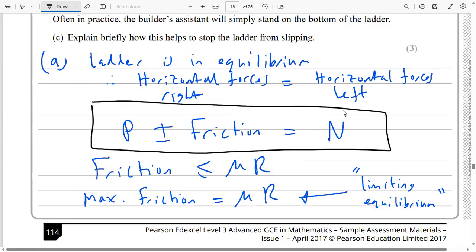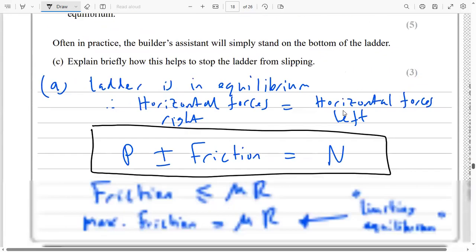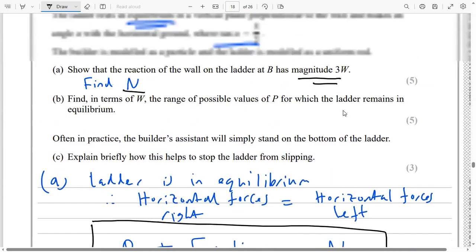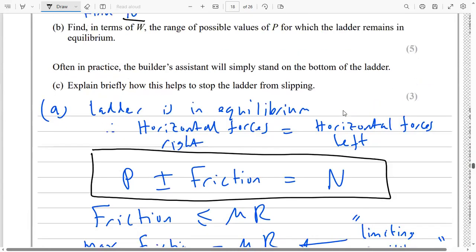Remember, in part A, we tried this resolving forces method. We came to a dead end, it didn't really get us anywhere, but this is going to be really helpful. We want a range of values for this P force such that the ladder is still in equilibrium. Now we know, because we've already done the hard work, the ladder is in equilibrium if P plus or minus friction equals N. Again, we don't know the direction of friction. The question doesn't tell us. It could be going left, could be going right.